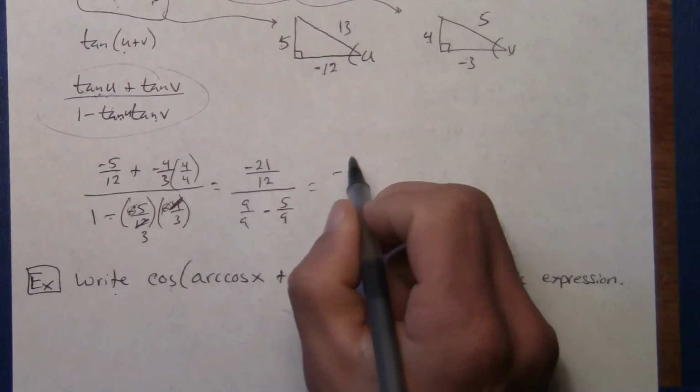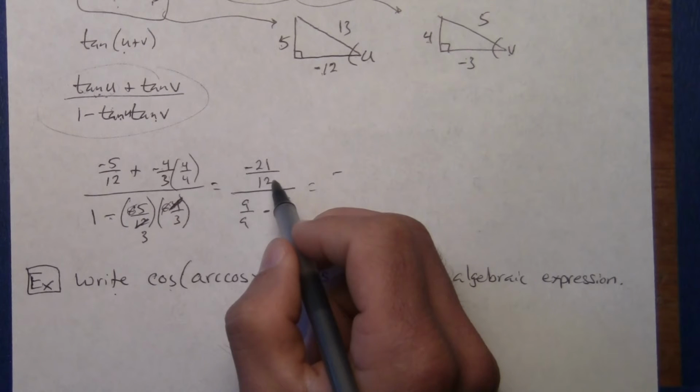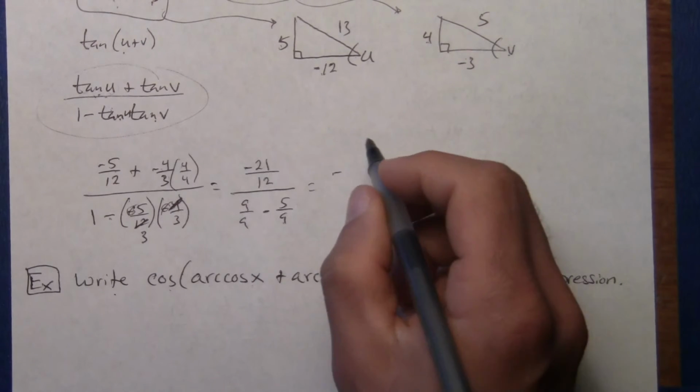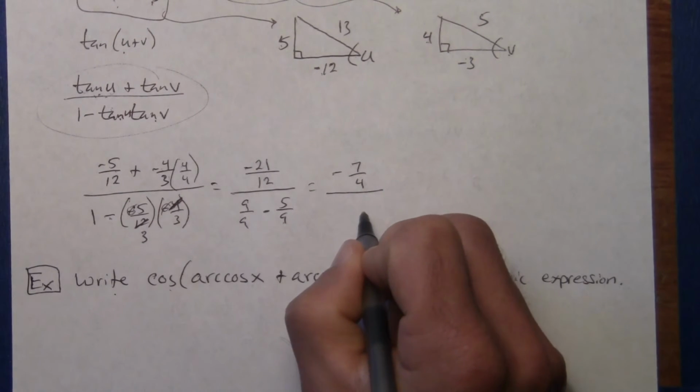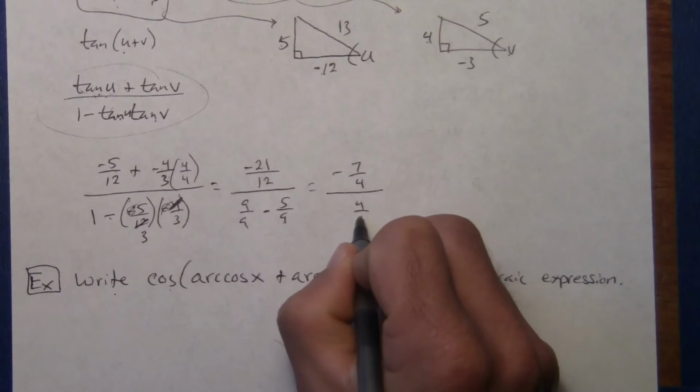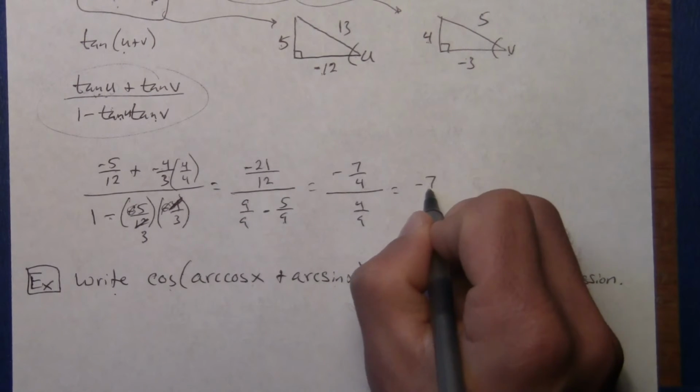So I am looking at negative 21/12. Now you may or may not see that they have 3 in common. If you do, go ahead and factor the 3 out. That's going to give me negative 7/4 divided by, that's going to eventually give me 4/9. And so now I can multiply by the reciprocal.